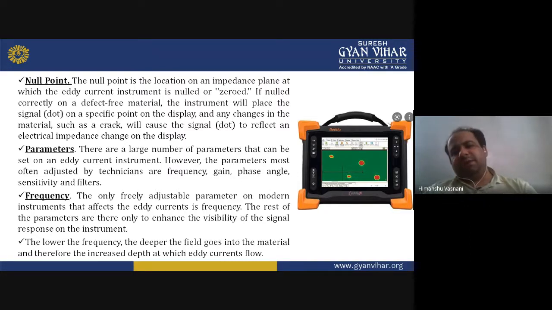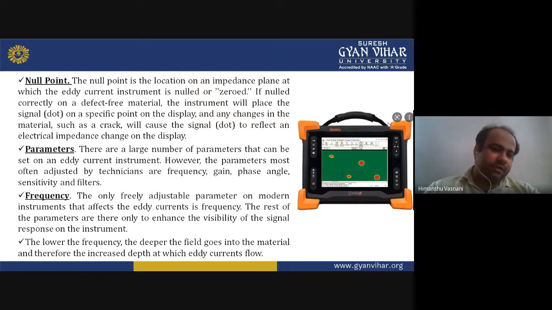The parameters are also important because in order to analyze the data, in order to analyze the readings that we are getting, these parameters should also be counted and studied. Now let's talk about frequency.